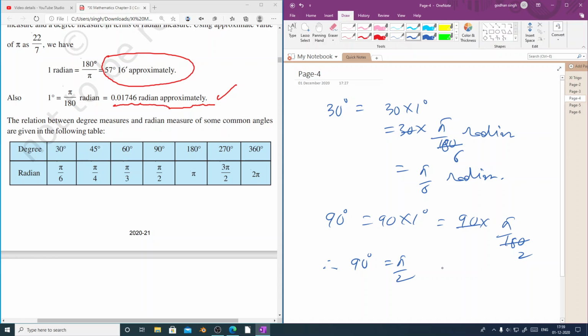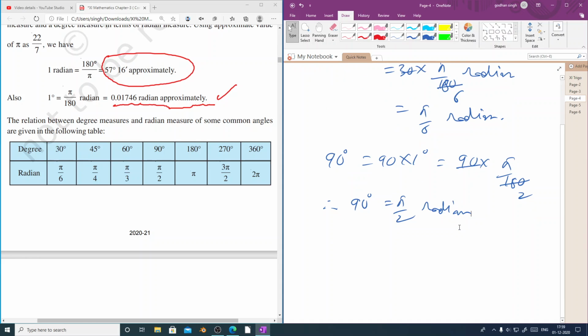There is no need to write radians, understood. Even if you do not write it, whenever pi is there, it is understood that we are talking about radians. But if simply a numerical value is there, then you must write radians. If pi is there, then there is no need to write radians. So when you write pi by 2 radians, it's very good. Same way you can calculate the others also. Suppose 360 degrees: we have already seen that is equal to 2 pi. Nothing to calculate in that.